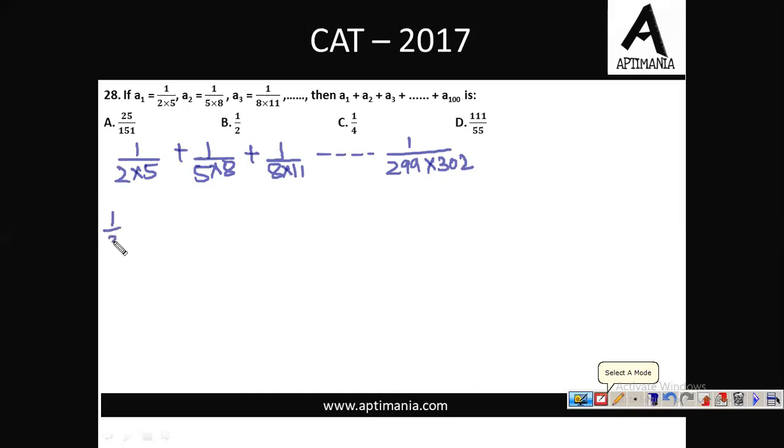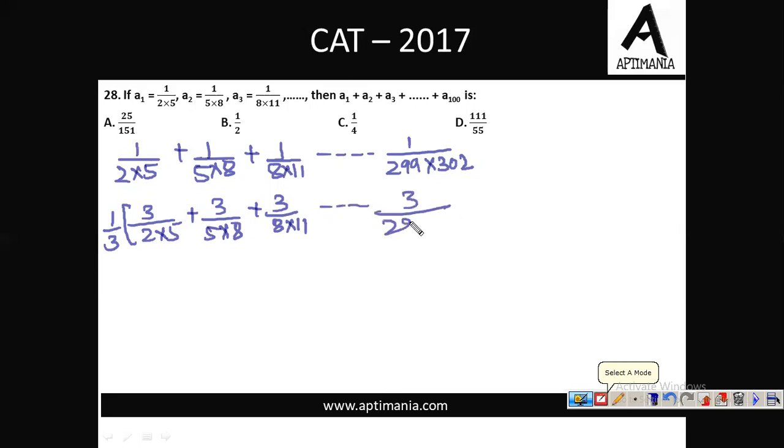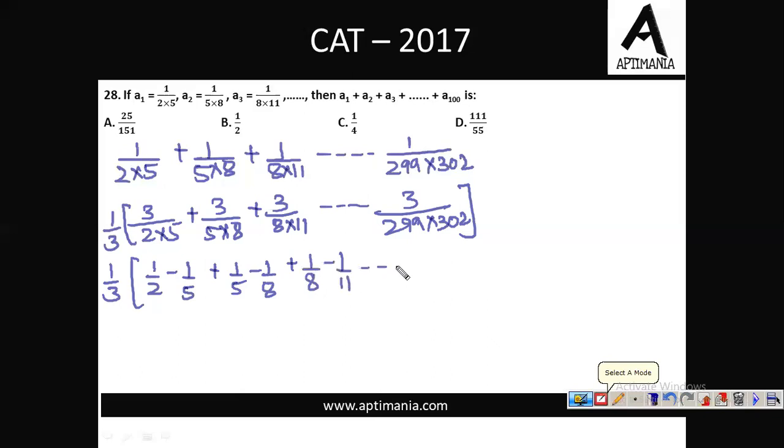So just to make the calculations easy, what we'll do is we'll multiply the entire expression and divide it by 3. So this will be 1 by 3 into 3 upon 2 into 5 plus 3 upon 5 into 8 plus 3 upon 8 into 11 up to 3 upon 299 into 302, which can further be written as, sorry, 1 upon 2 minus 1 upon 5 plus 1 upon 5 minus 1 upon 8 plus 1 upon 8 minus 1 upon 11, and so on, up to 1 upon 299 minus 1 upon 302.